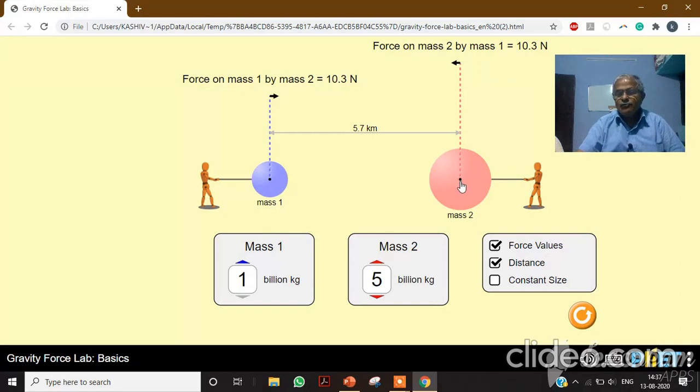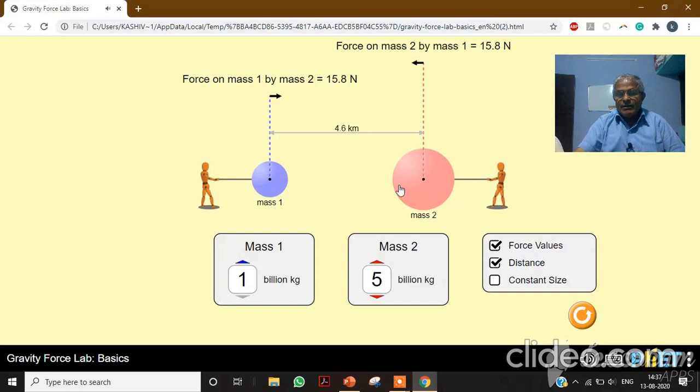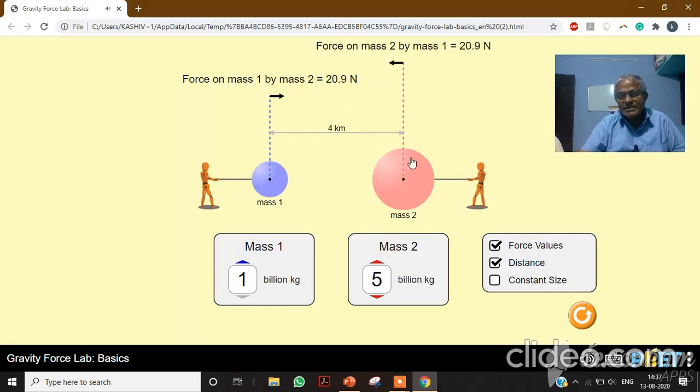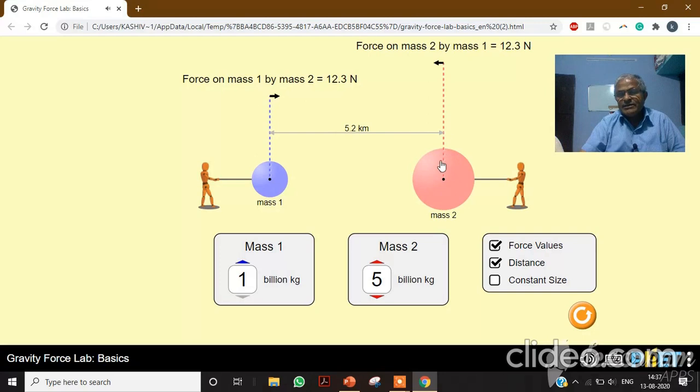Observe, if we decrease the distance, it is decreased to 3.4 kilometers. Then the force is 30.6 newtons. See, observe this. What you have to observe is, if you increase the distance, the force will decrease. Observe this. Force is decreasing. If you increase the masses, then the force will increase.